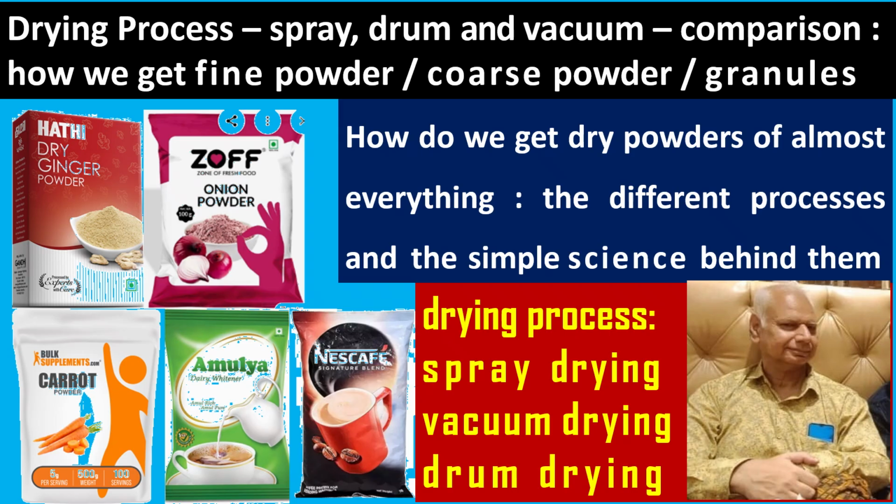So how do we get powders, and why are some of them fine, ultra fine, while some of them are coarse and some of them are granules? What is the method by which we can get dry powders that would be fine or coarse or granules? We compare spray drying, drum drying and vacuum drying. So in this video, the drying process and comparison among the three commonly used processes of drying.